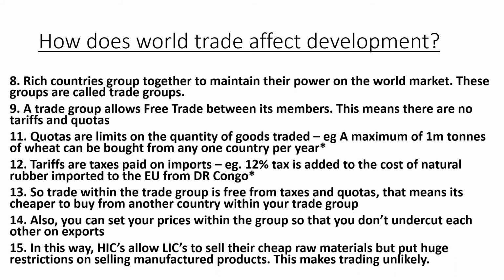But as soon as you start to try trading outside of the group with, let's just say, our African nations, then there are tariffs put on there and there are quotas put on there. So it's not in our interest, in our country, to trade outside of the group. And if you are a country in Africa, it's not in your interest to trade with us because of the costs that are put on it for you. So it kind of stops trade with other countries outside of the group. So trade within the trade group is free from taxes and quotas, and that means it's cheaper to buy from another country within your group.